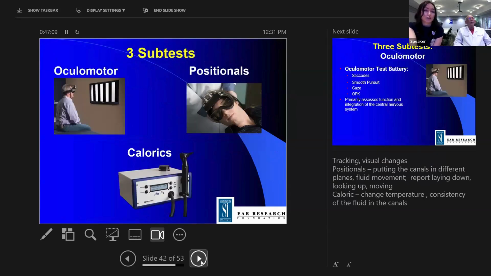When we do the VNG testing, it's broken up into three separate sections. We'll start off with ocular motor testing, where we have you looking at an object, then positional testing, where you'll have your eyes covered, and calorics, where you'll have your eyes covered and we also put air in your ears.